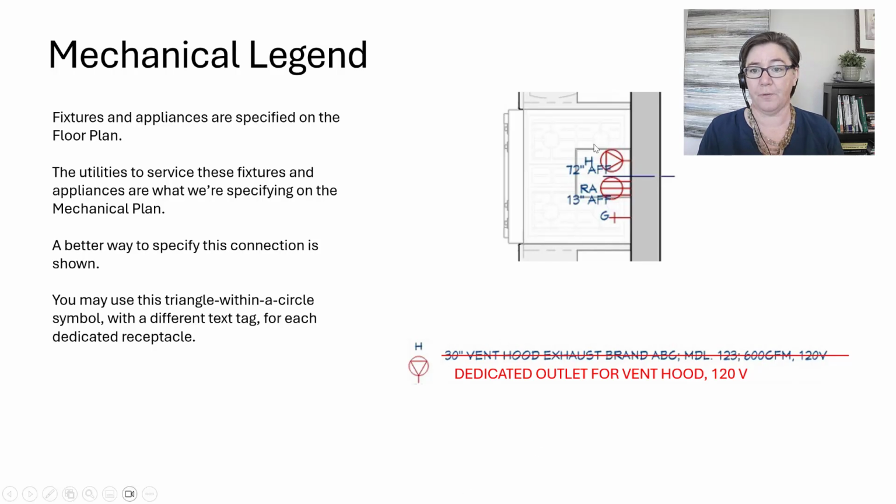We're going to show the dedicated outlets for this vent hood, and we're not going to list the actual specification of that vent hood. That information's already in the set. We don't need to repeat it. Instead, you could use language such as dedicated outlet for vent hood, 120 volts. NKBA's symbol for dedicated outlet is this little triangle within a circle, with a text tag that is specific to the item that we are servicing.